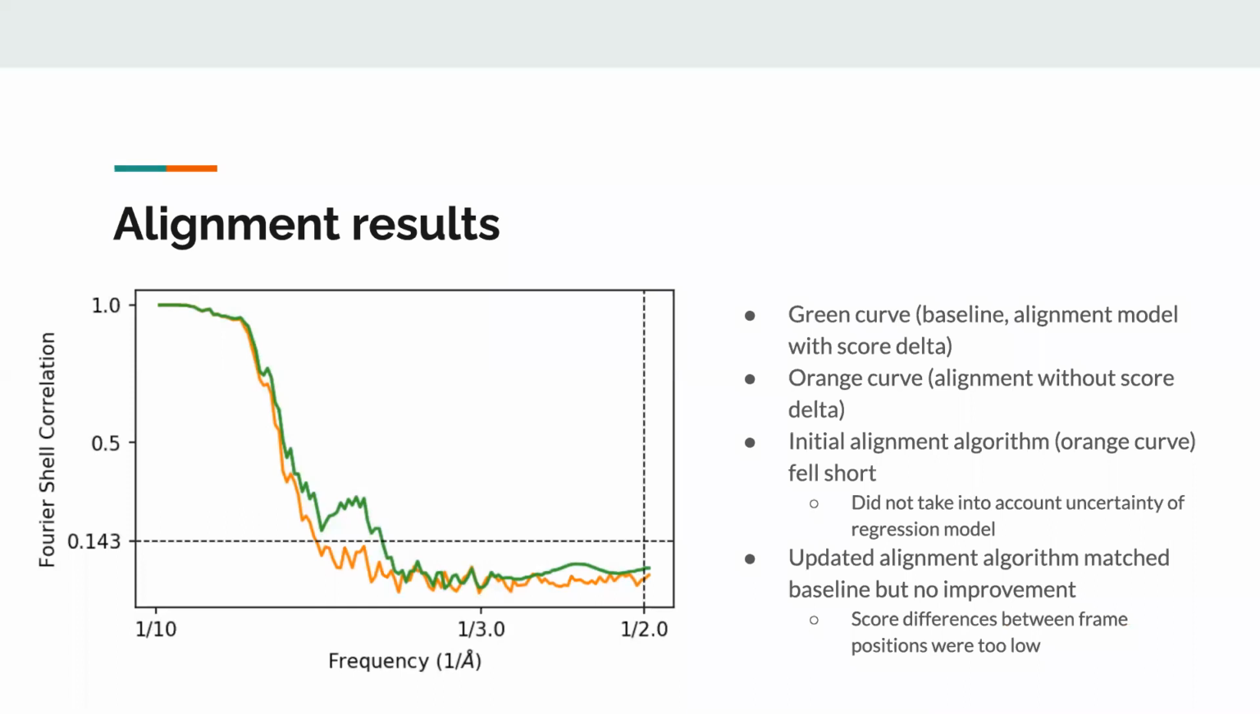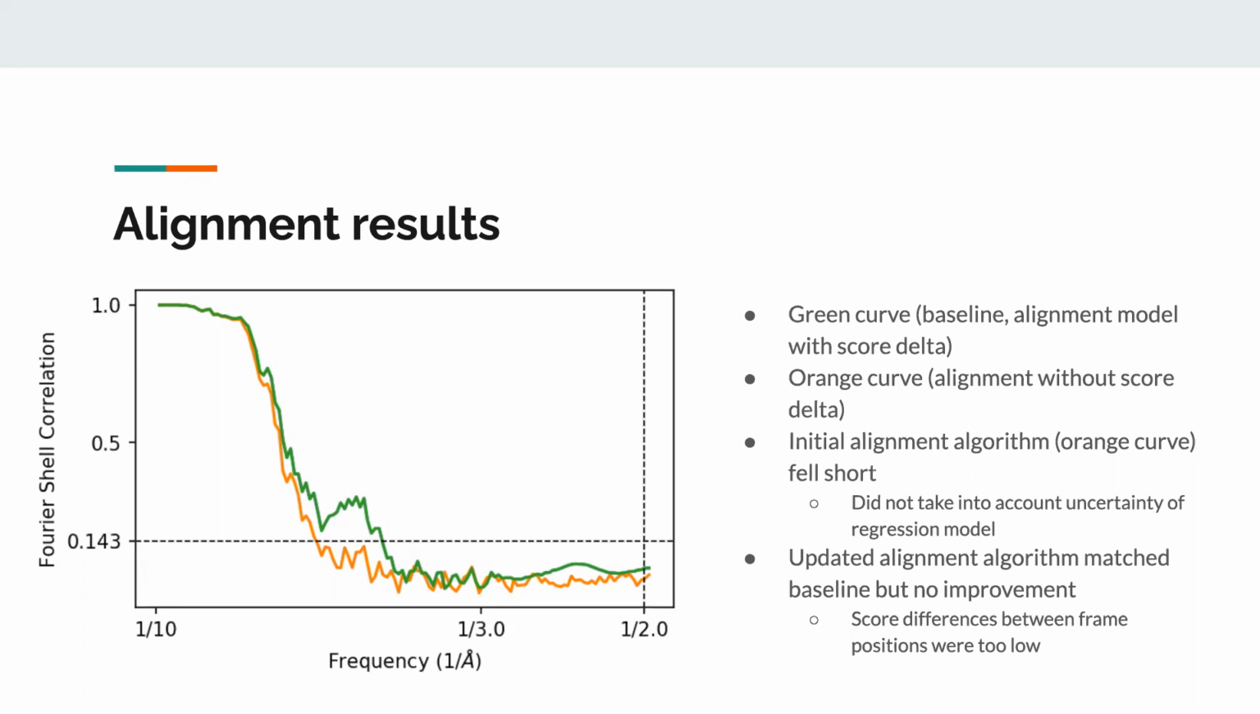Next, we perform a 3D reconstruction with the super resolution aligned particles. The quality of the reconstruction is measured using Fourier shell correlation, and the higher the curve, the better the quality. We have the green curve as our baseline. It is obtained using the standard reconstruction pipeline. Compared with the baseline, our alignment model did not perform as well, as shown by the curve in orange.